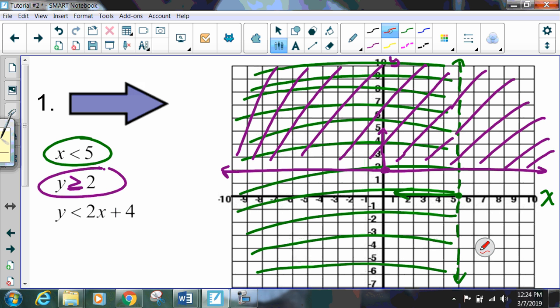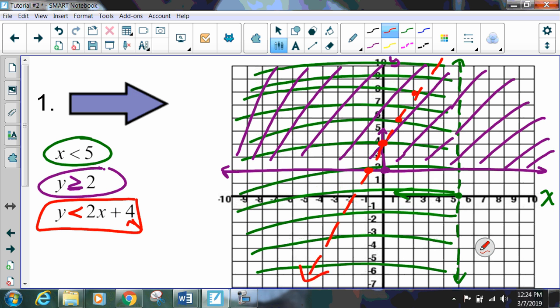Let me switch up to a red, and I'm going to do this last one. I see that my y-intercept is 4. So there we go. And then my slope is 2, up 2 over 1. I might do that a few times to get a decent line going. y is less than this line. It's not equal to this line. So I know when connecting it, I'm going to have a dashed line.